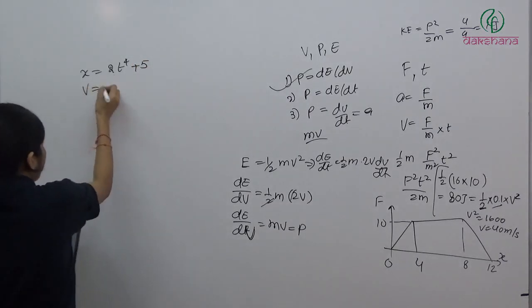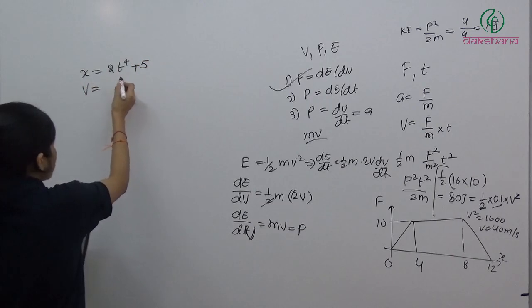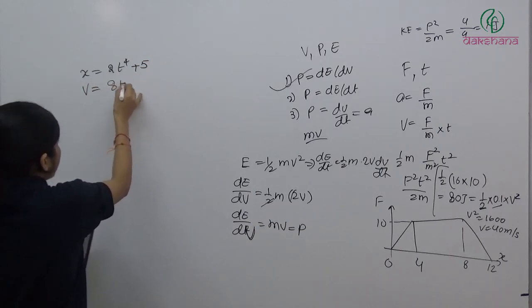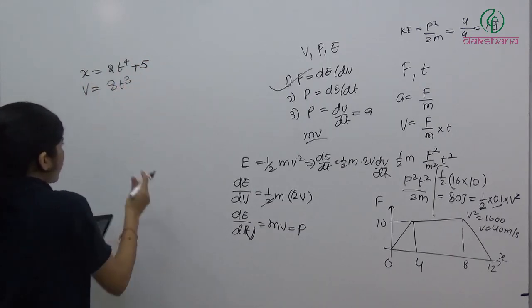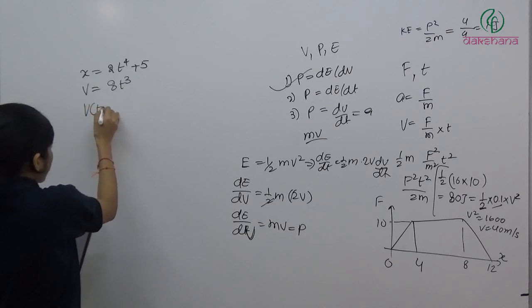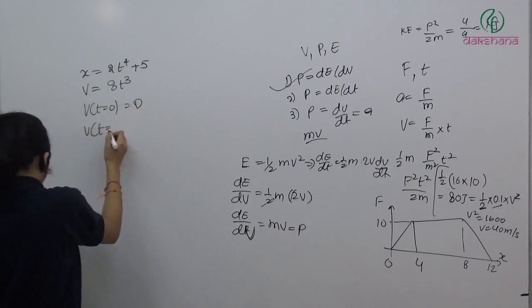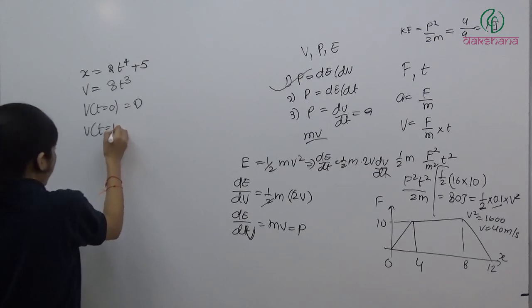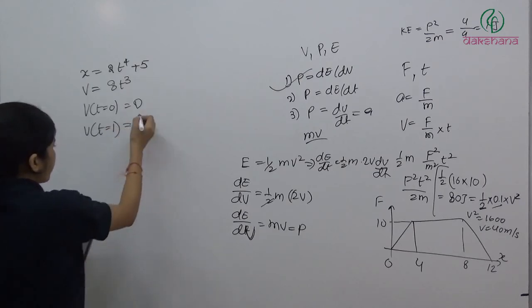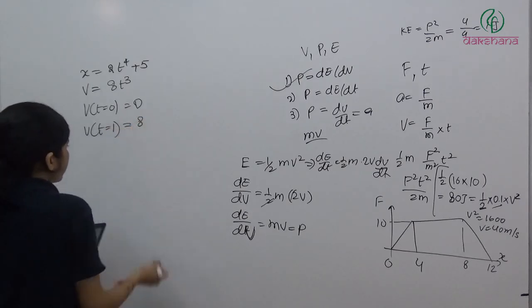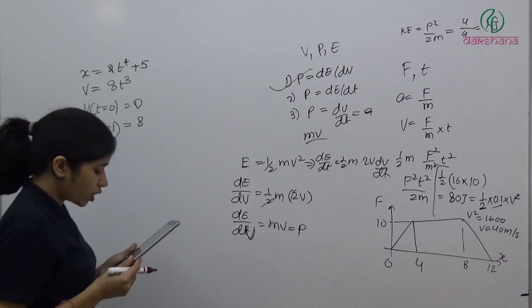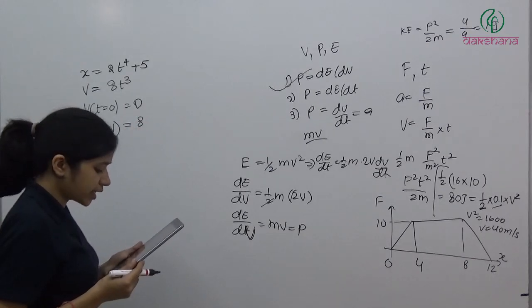So first we write the velocity. Velocity is the differentiation of this, so it is 8t cube. Initially at t is equal to 0, velocity is 0. At t is equal to 1, since they are asking after 1 second, velocity is 8. Now we have to find the increase in kinetic energy.